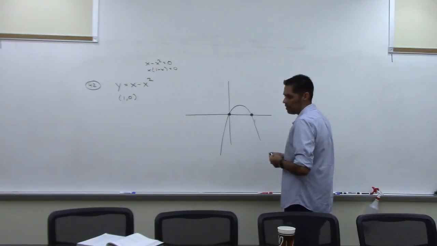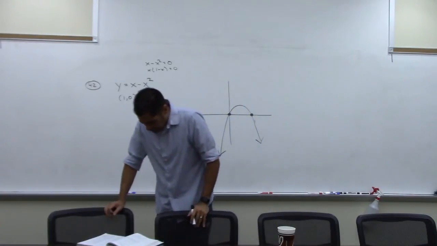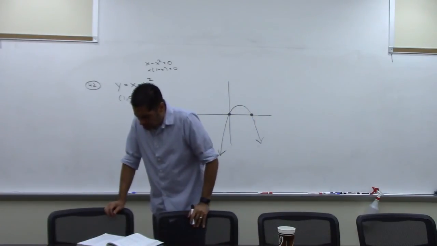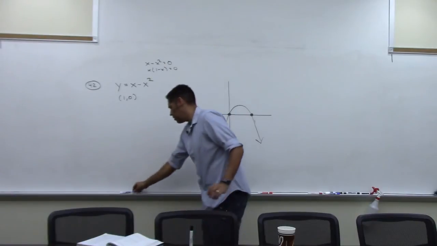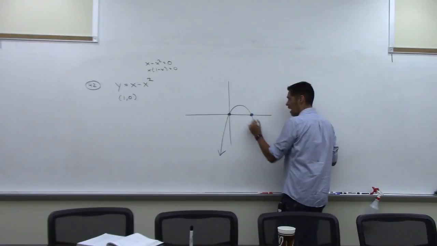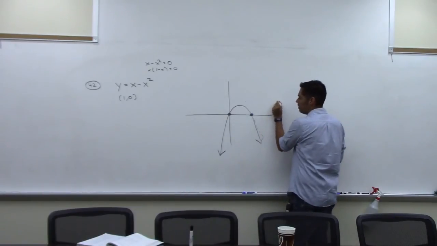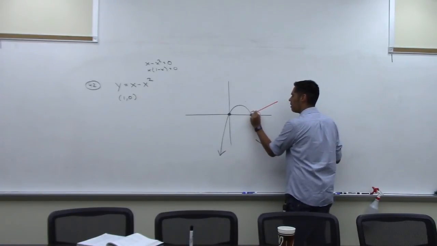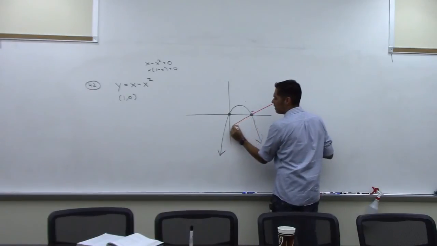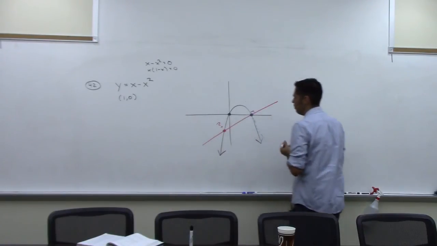All right, so we've got this parabola, and it says, where does the normal line to the parabola at the point (1, 0) intersect it? So here's the point (1, 0). I obviously have a tangent line through here, but I also have a normal line which runs perpendicular to it. It says, where does that normal line intersect the parabola at a second point? We want to know what that point is.